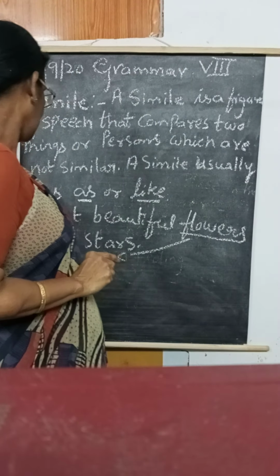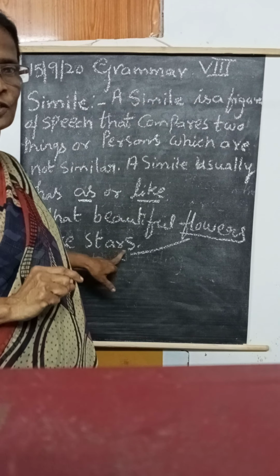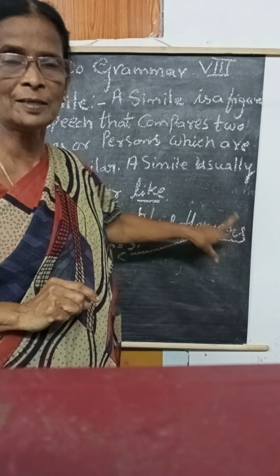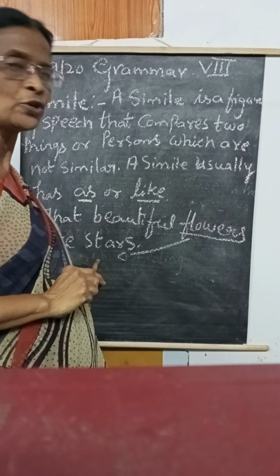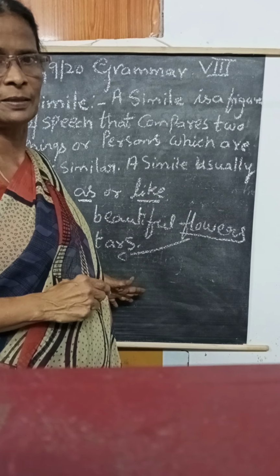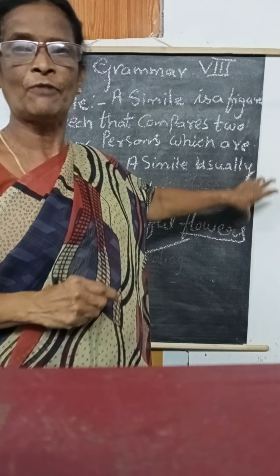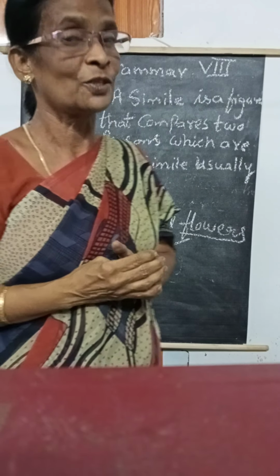For example, the beautiful flowers like stars. Here, flowers are compared to stars. So flower is the different one and stars are the different one. Here we are comparing flowers to stars. The flowers are looking like stars.